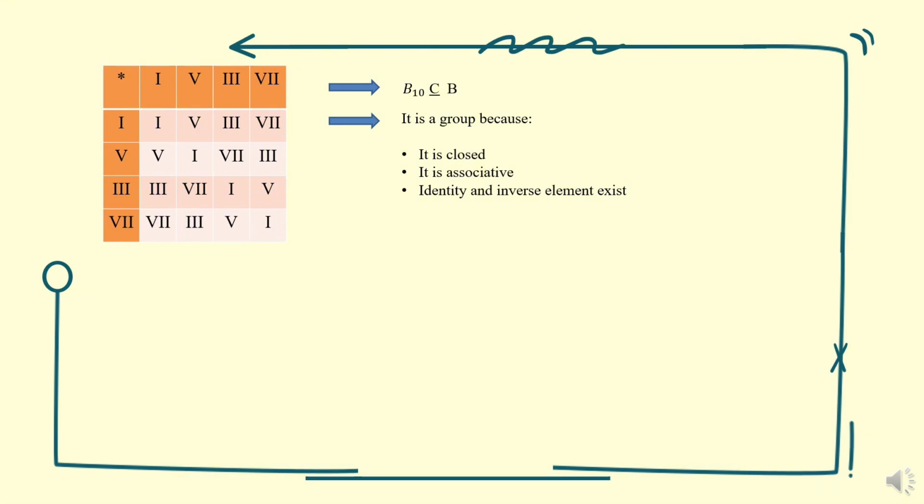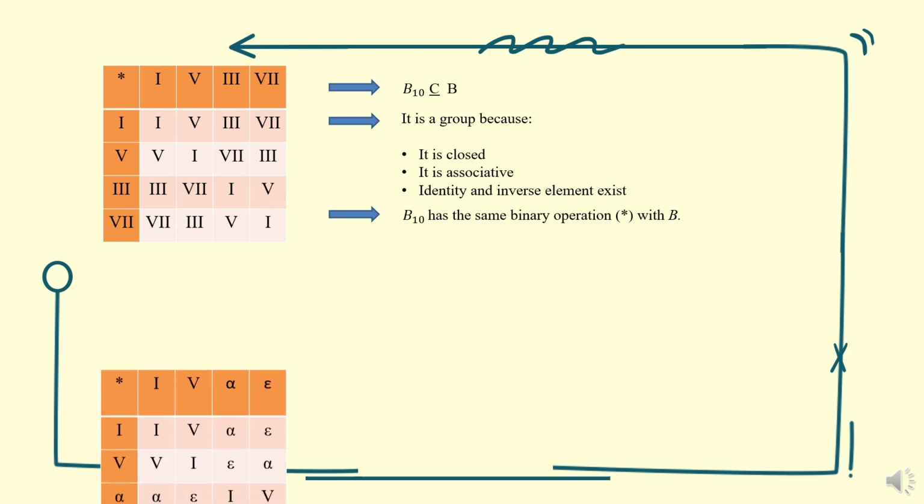And lastly, identity and inverse elements exist. Yes, because the identity element is placed diagonally in this table. So in that way, we can say that the inverse element of each element in this table is itself. For example, the inverse element of 1 is 1, the inverse of 5 is 5, the inverse of 3 is 3, and lastly, the inverse of 7 is 7. That's why we can say that this table is a group structure. So therefore, B10 has the same binary operation star as table B.